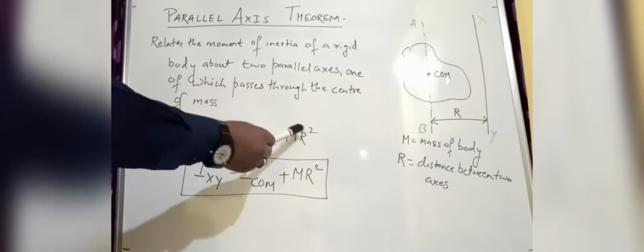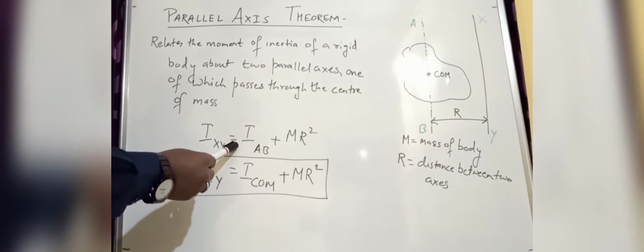Look at this diagram. This is the body, which has mass capital M, and there are two axes. One axis is AB and the other axis is XY. The distance between the two axes is R. Now we have to calculate the moment of inertia about this axis XY. So how will we calculate? We will just use this formula: Ixy equals Iab, which is this axis, plus mr square.